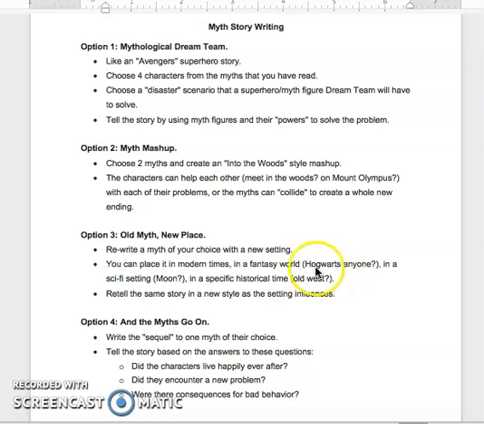This sounds super fun to me. In a sci-fi setting, like the moon, or in a specific historical time period, like the Old West. Think about maybe your favorite time period to read about in like a historical fiction. That could be fun. So you will be retelling the same story in a new style as the setting influences the story.